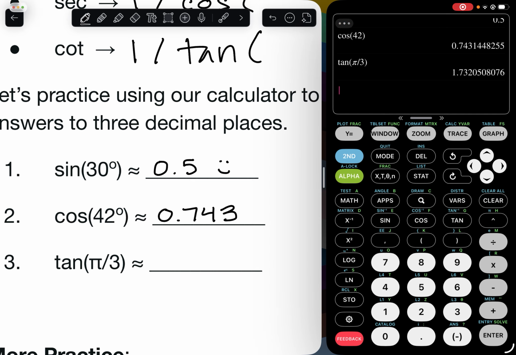And we get 1.732. And remember that sine and cosine have a range of -1 to 1. Tangent is not limited by that, so it is okay that tangent is bigger than 1.